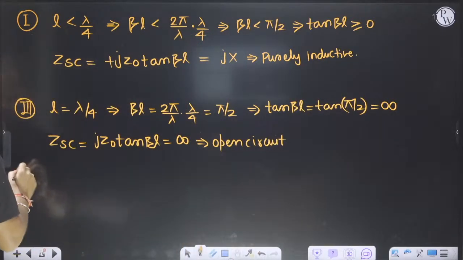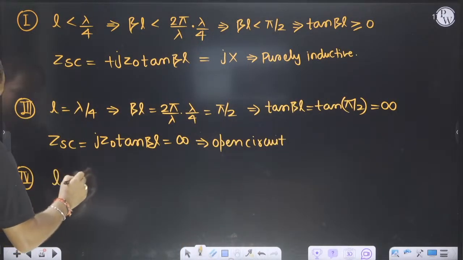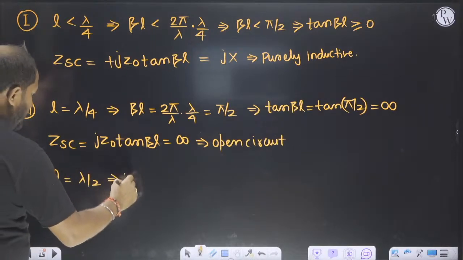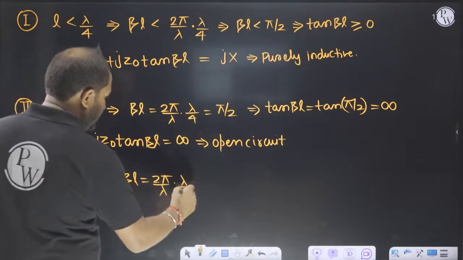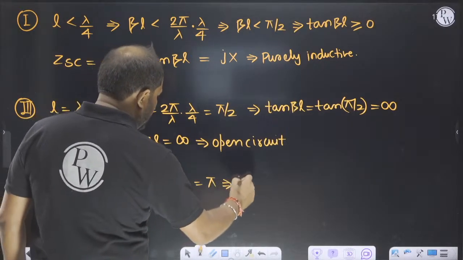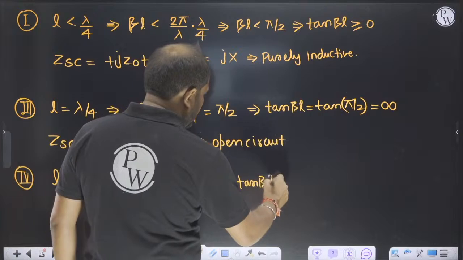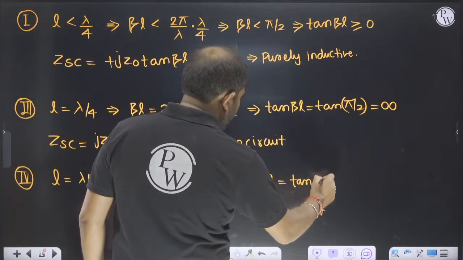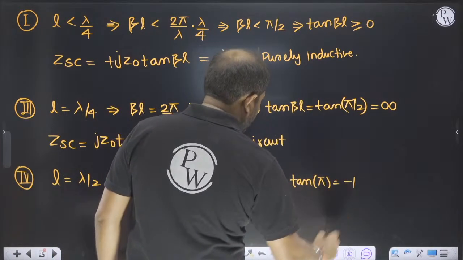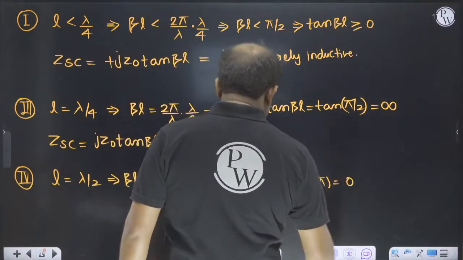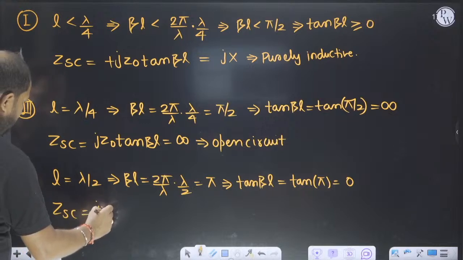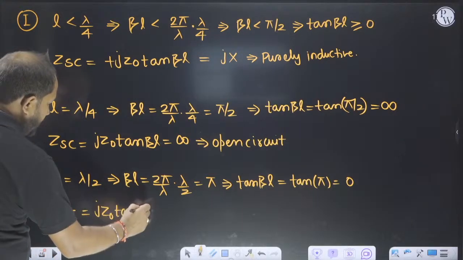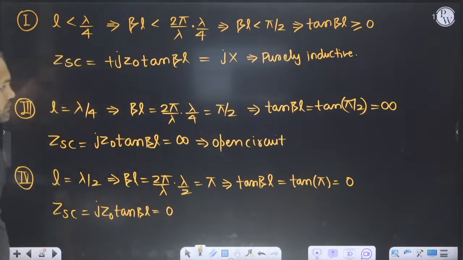Fourth one, length is given. Length is how much? Lambda by 2. So beta L will be equal to 2 pi by lambda into lambda by 2. It will be pi. So tan beta L is equal to tan pi, and tan pi is equal to 0. So ZSC will be equal to JZ0 tan beta L. It will be equal to 0. So our answer will be 0.